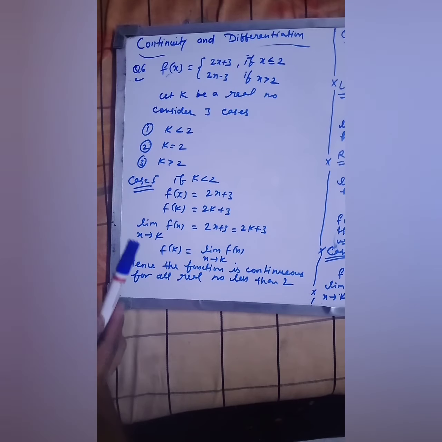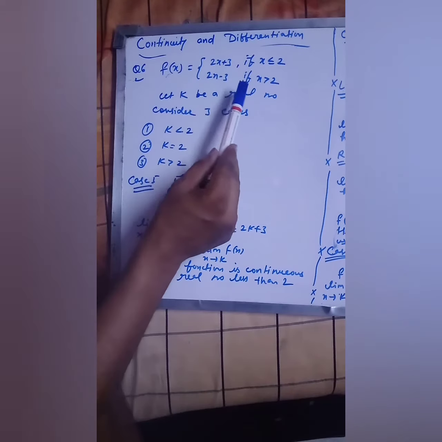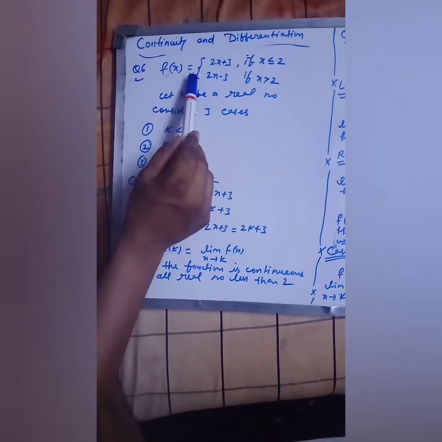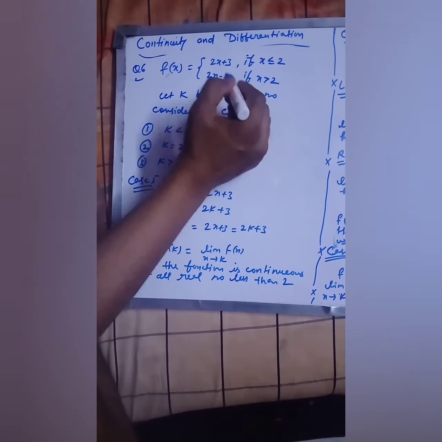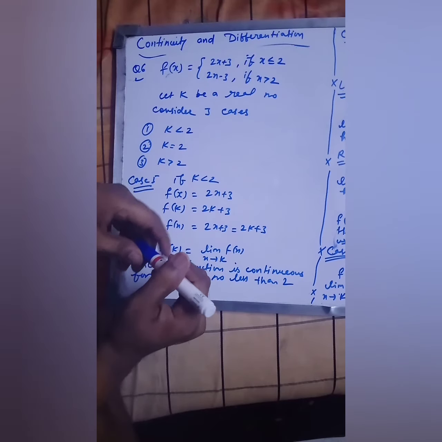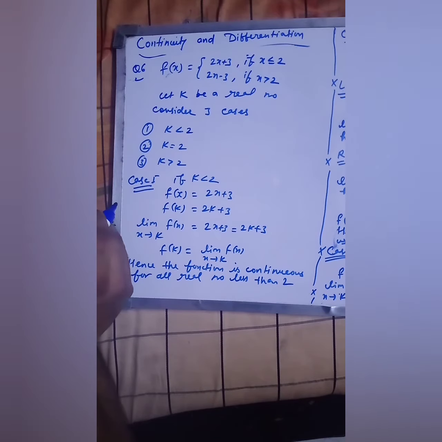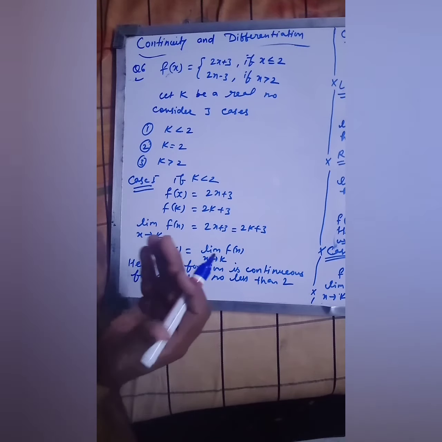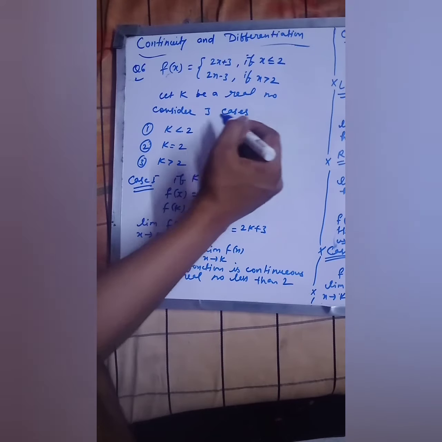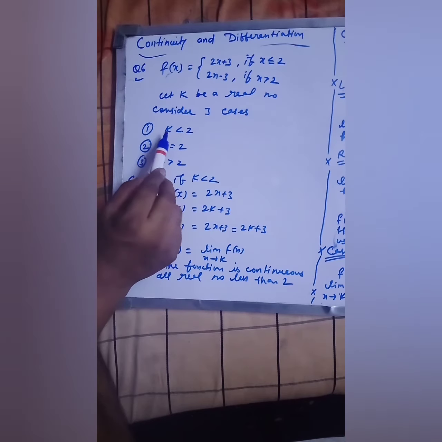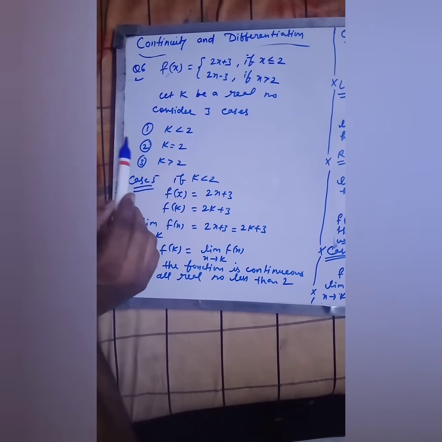Here the f(x) is given to us. This function is continuous at 2, 3. That is not given to us, so only this function is given. In this question, you have to assume, let k be any real number. We are taking a constant k value, that is any real number, and you have to consider three cases. The first case is k less than 2, the second is k equal to 2, and the third is k more than 2.